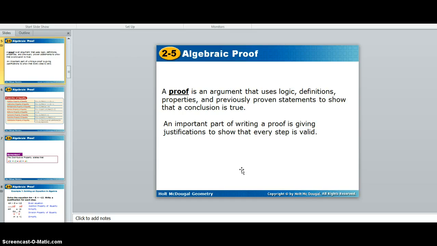On the left side, you're going to have the math. On the right side, you're going to have the property or the rule or the logic of why you could go from one step to the next. The definition of a proof according to your book is an argument that uses logic, definitions, properties, and previously proven statements to show that a conclusion is true. An important part of writing a proof is giving justifications to show every single step.